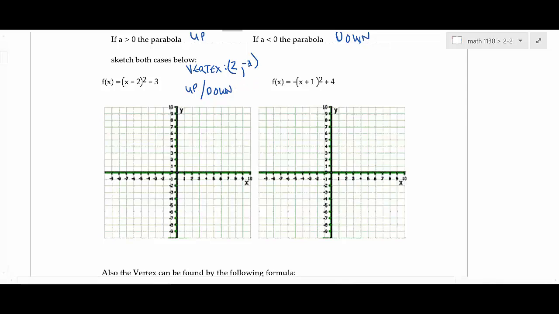Okay? Does this open up or down? That depends on what's in front of the parentheses. There's a positive number there, so what does it do? Opens up. If there's a negative there, we've already learned that causes a reflection about the x-axis. So what you'd end up having with this is, I want to show you how you can do this without having to do any calculations. So go ahead and start by going to 2, negative 3, and then that's where your vertex is, okay?